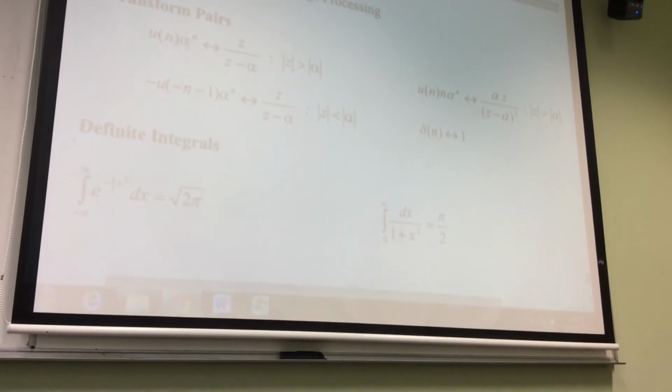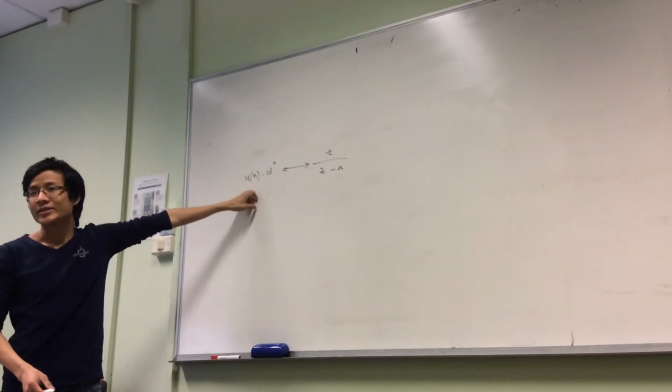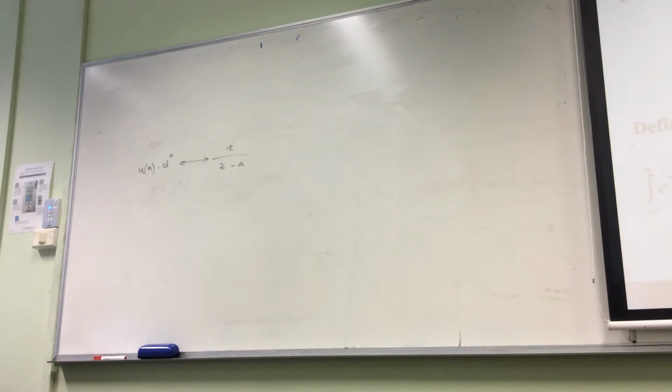Then u[n] alpha to the power n will transform to Z over Z minus alpha. It's so important because we use that a lot, and we use that in inverse Z transform as well. So better remember this so you can do it quickly.